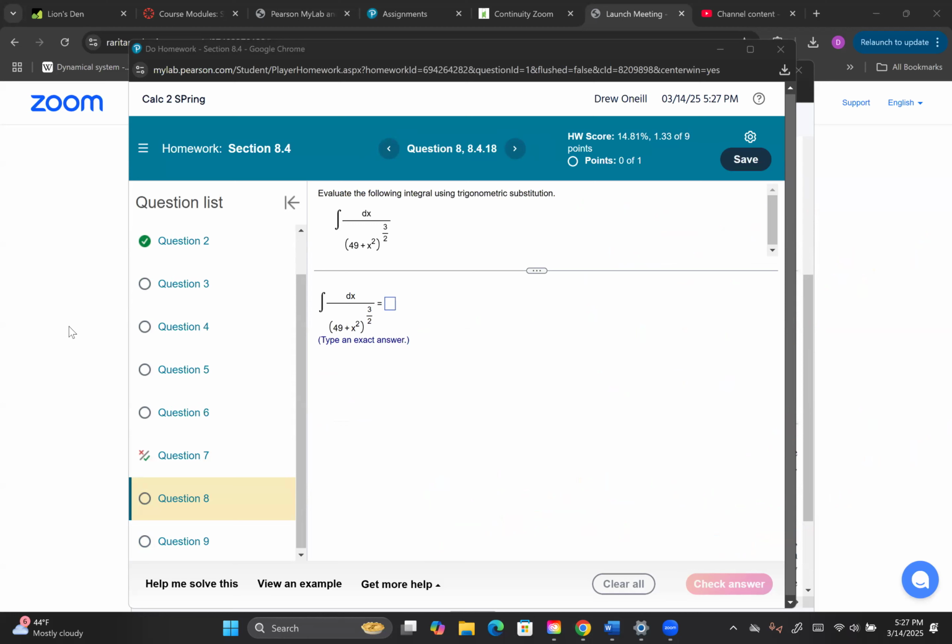This is tan again, right? We have 7 squared plus x squared. That means the substitution is x equals 7 tan theta. Immediately calculate dx to be 7 secant squared d theta, right? And so where I see dx, I'm going to put that mess. It is a mess, but it's our mess, right? It's what we get to work on.